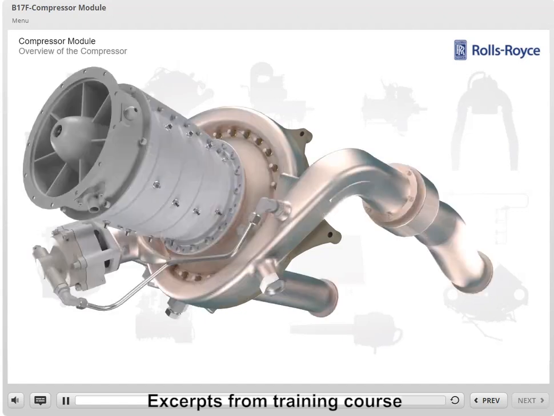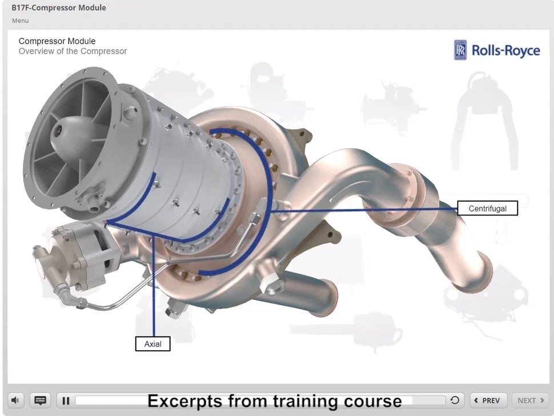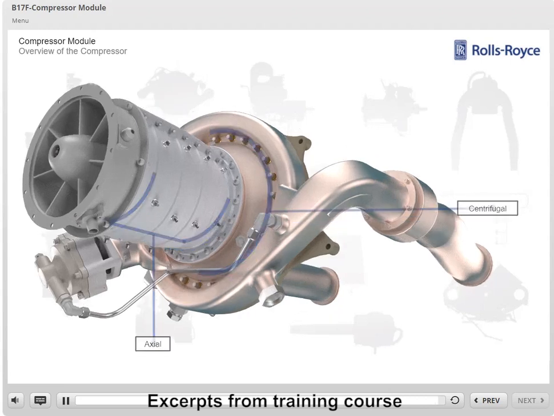A combined compressor incorporates features from both axial and centrifugal designs. This design philosophy takes advantage of both the high-volume output of the axial design and the high-pressure output capabilities of the centrifugal design.